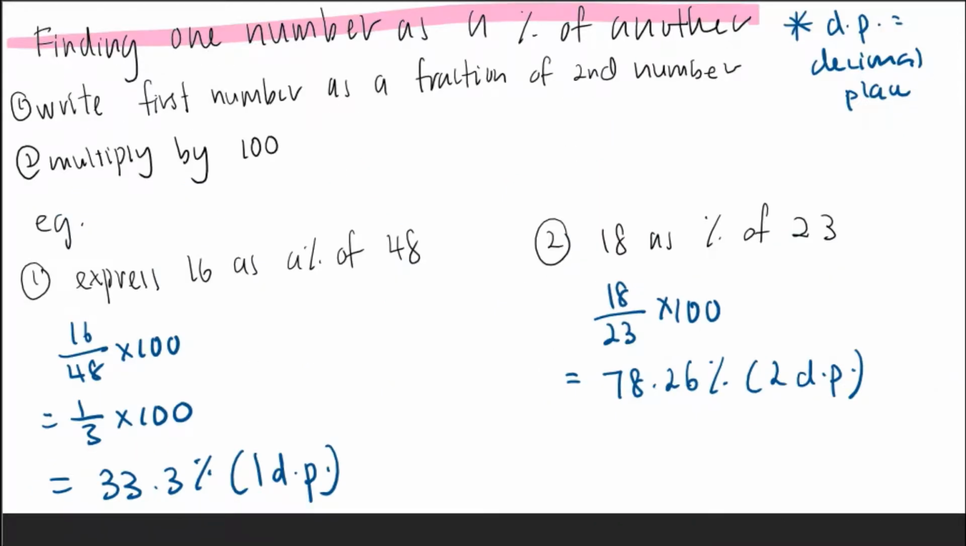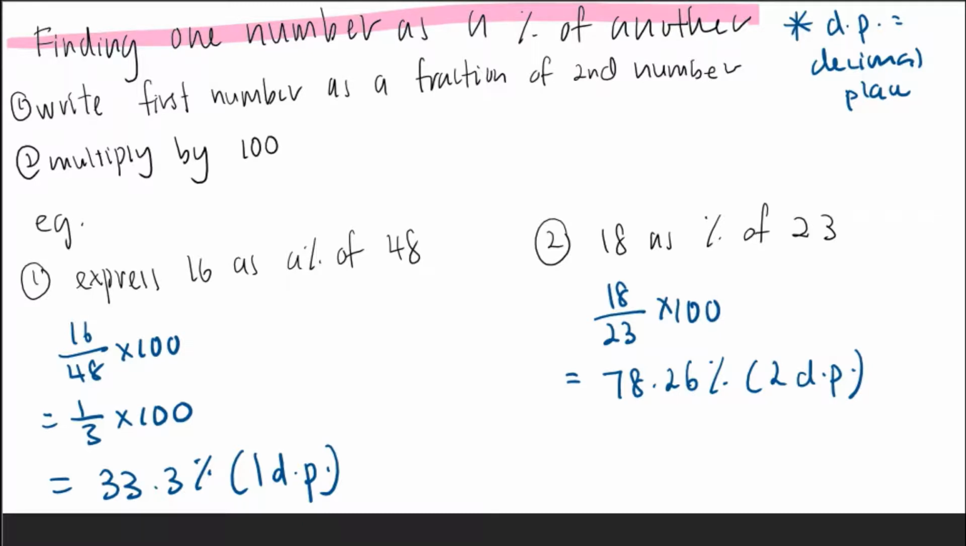Finding one number as a percentage of another number. First, write the first number as a fraction of the second number. Second, you multiply it by 100. So for example, express 16 as a percentage of 48. 16 over 48, writing the first number as a fraction of the second number, then multiply by 100, and you get 1 over 3 times 100, then 33.3%.